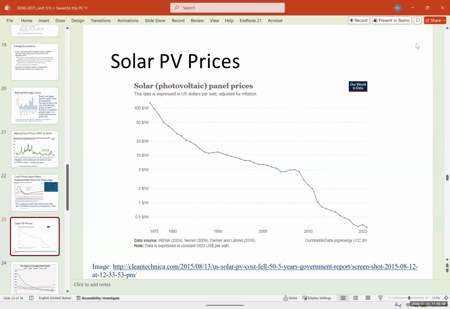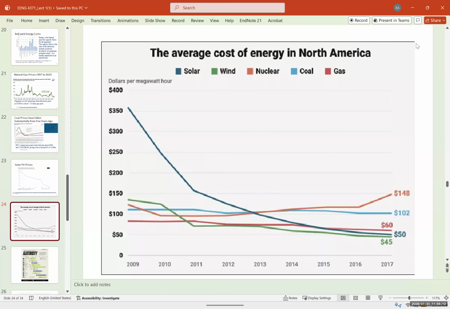Now, this is a nice example of solar power prices between 1975 and 2023. In 1975, it was $100 per watt. So a 500 watt panel that is $120 now was $50,000 in 1975. So it went from $50,000 down to $150. And this shows a graph from 2009 to 2017. It's still going down. It's way lower than this now. And you can see a sudden decrease when mass production started in China.